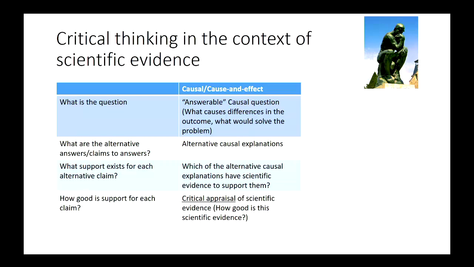And then finally, you need to judge how good that evidence is, right? Because you have alternative explanations for that particular phenomenon. How do you judge which of those explanations is best? That explanation will be the best which has the highest quality evidence to back it up. How do you judge what is high quality? By critically appraising scientific evidence, by judging which of them is most trustworthy. And that's the topic of today's and next week's seminars. How do you judge whether scientific evidence is trustworthy?